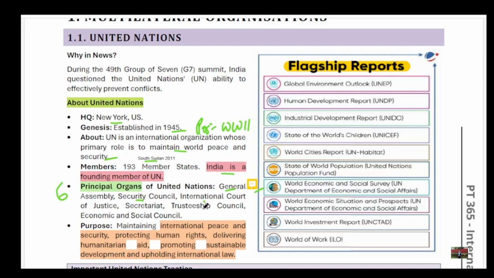Can you guys tell me where the ICJ is based? The country is the Netherlands. You have to comment the place where the ICJ is based. The fourth organ is the Secretariat. The fifth one is the Trusteeship Council. And the sixth one is the United Nations Economic and Social Council. Now let's see one of the questions that has been asked from these organs.